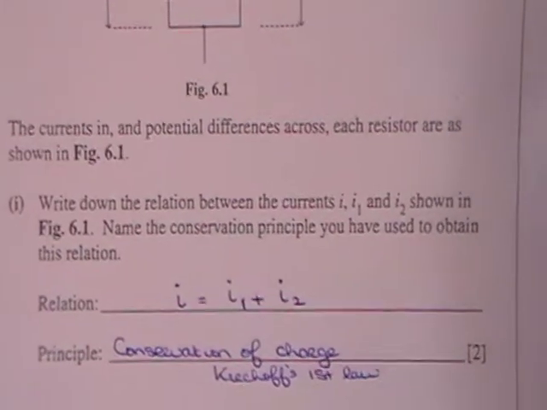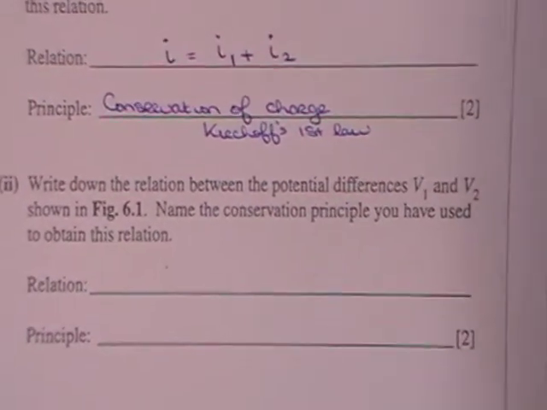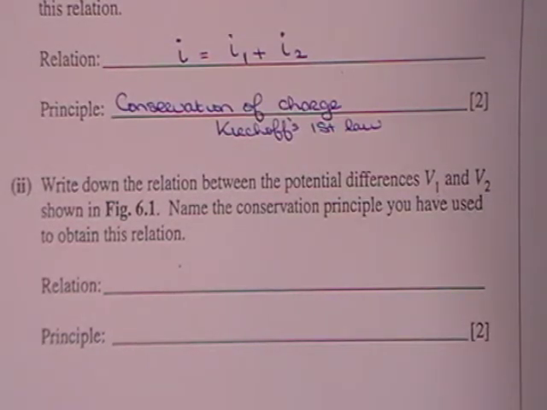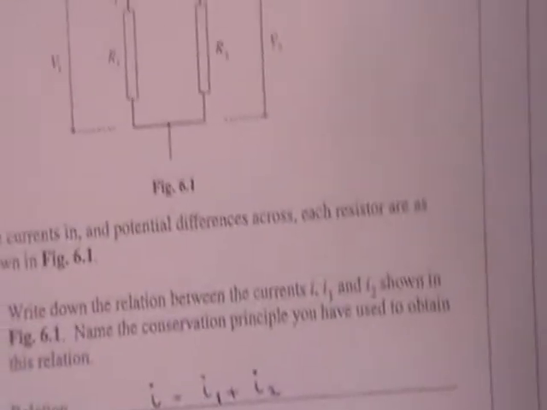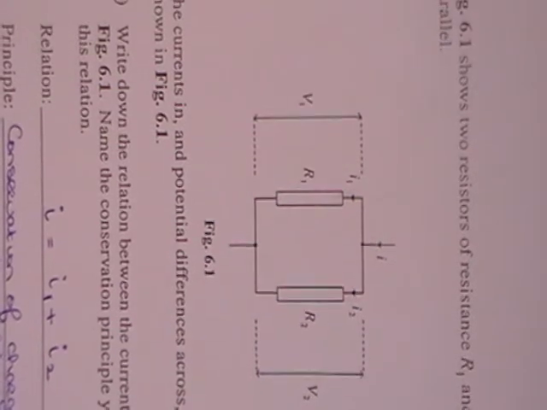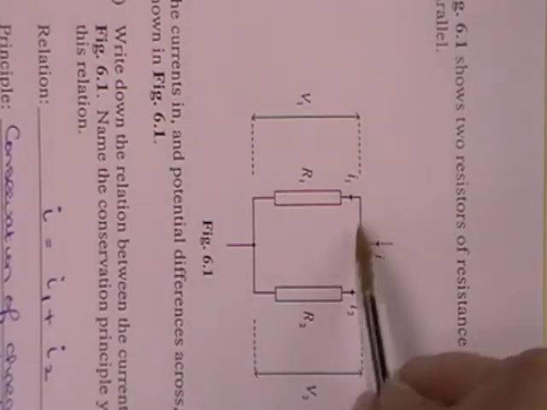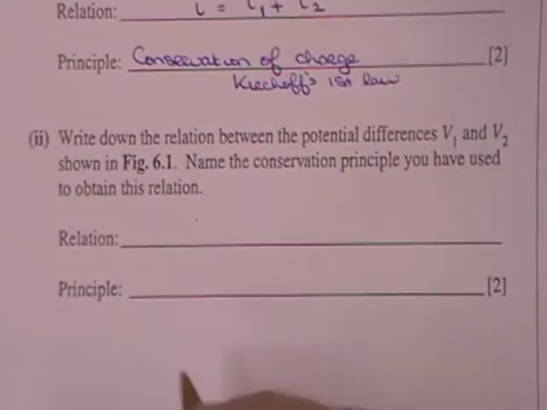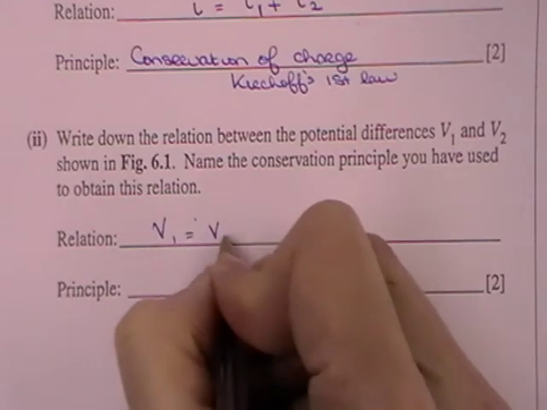Okay, and then it says write down the relation between the potential differences V1 and V2 shown in figure 6.1. Name the conservation principle you have used to obtain this relationship. And again, if you look at this, if I turn it on its side, it's just a parallel circuit, and therefore the potential difference between each end of the branch is going to be exactly the same, and so they're equal to each other, and therefore we're going to write down that V1 is equal to V2.